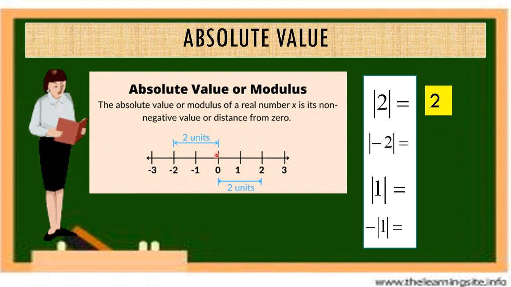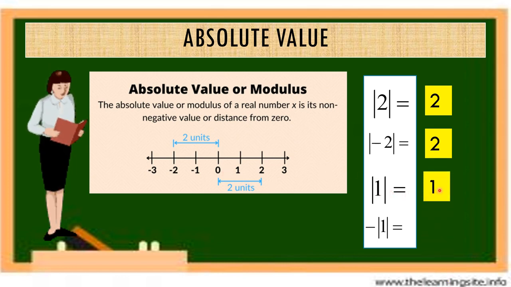Next, we need to find the distance from 0 to negative 2. That is the absolute value of negative 2. This is the symbol for the absolute value of negative 2. So the absolute value of negative 2 is still 2. We disregard the sign. We need to find the distance from 0 to 1. The distance from 0 to 1 is the absolute value of 1, and the absolute value of 1 is 1.